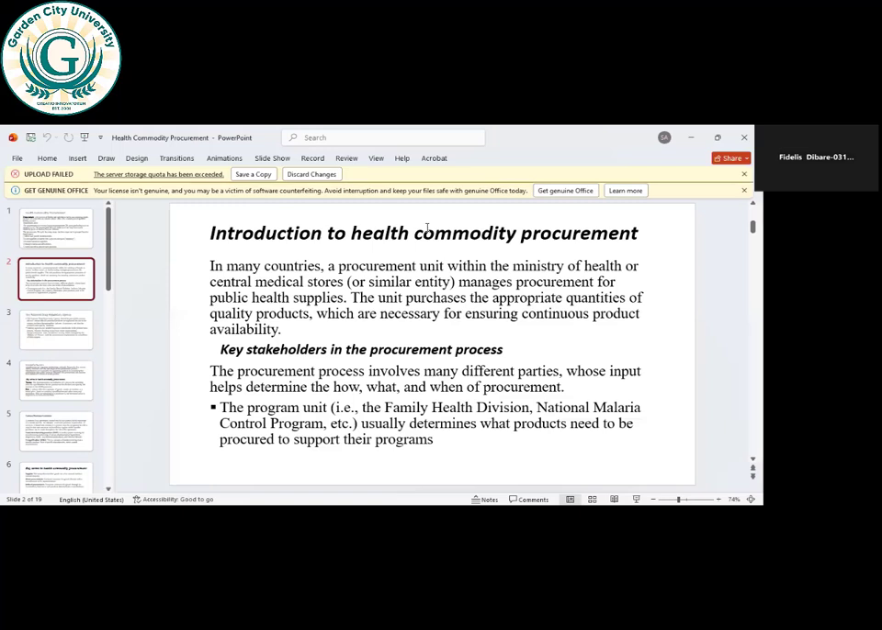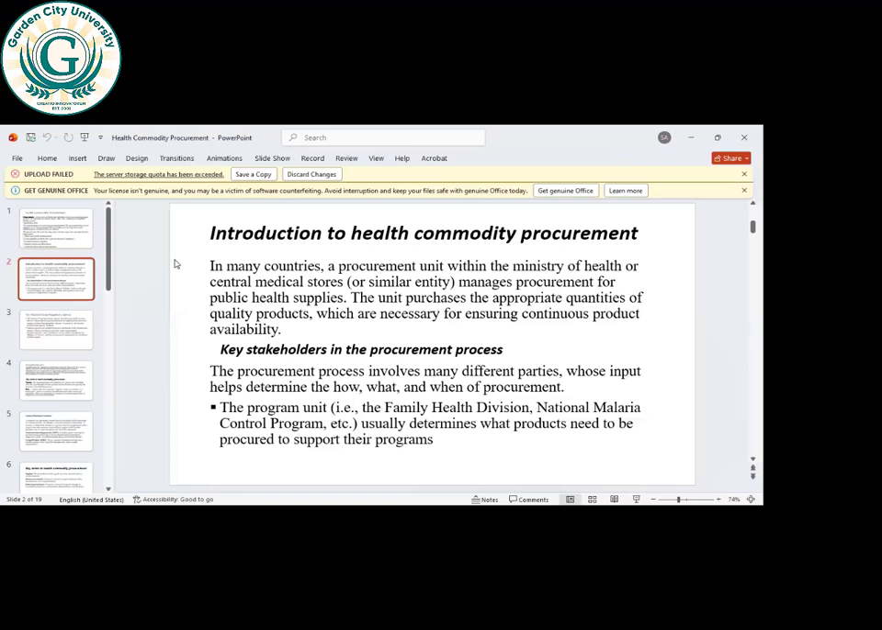A stakeholder is someone or a group of people who have an interest in either an organization or something. Okay, so a stakeholder could be an individual or group of persons who have interests in an organization, and they can affect the organization, and they can also be affected by the organization.